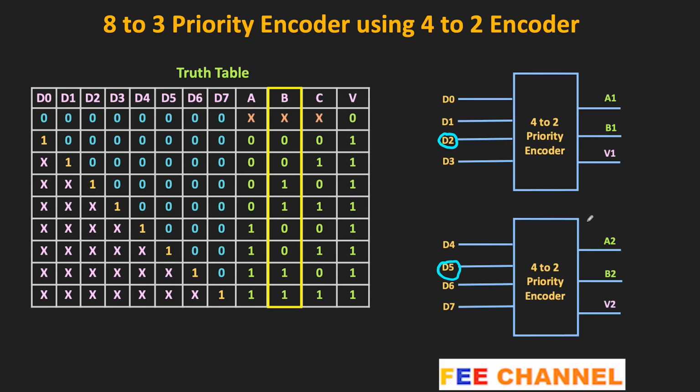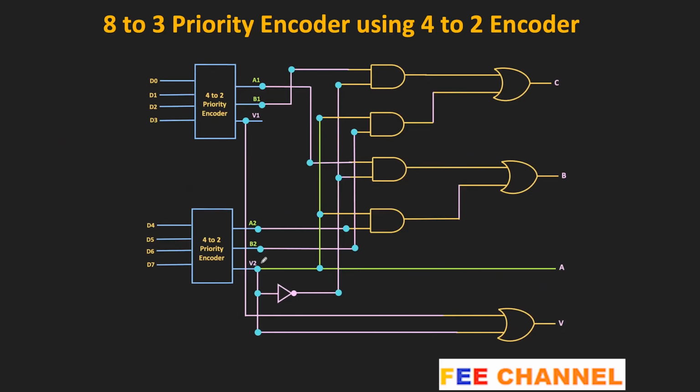Well, still we have one more issue, and that might occur when all the inputs of the second priority encoder are 0. So now, let's see the second case, when all the inputs of the second encoder are 0 and the inputs of only the first encoder are high. In that case, as per the truth table, when all the inputs of the second encoder are 0, this V output will become 0. And in that case, we don't care what the value of the outputs A and B is.